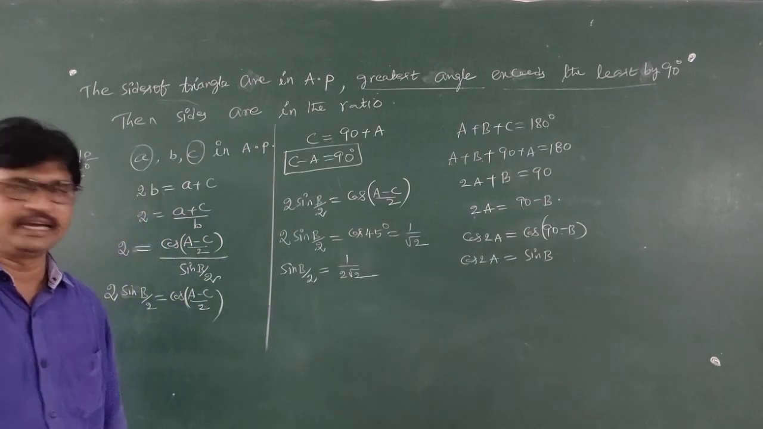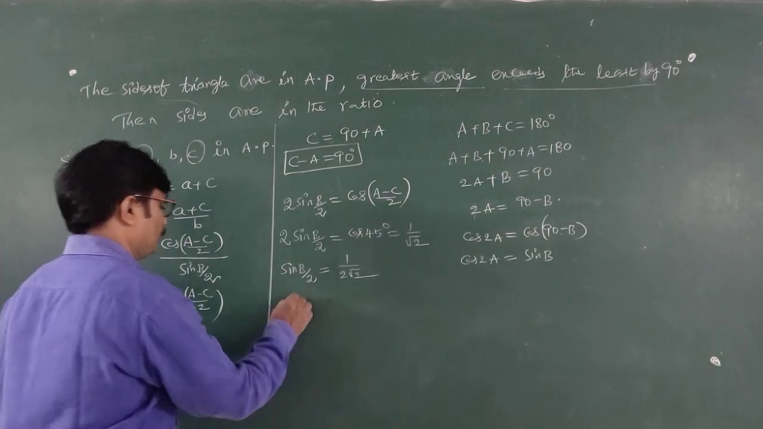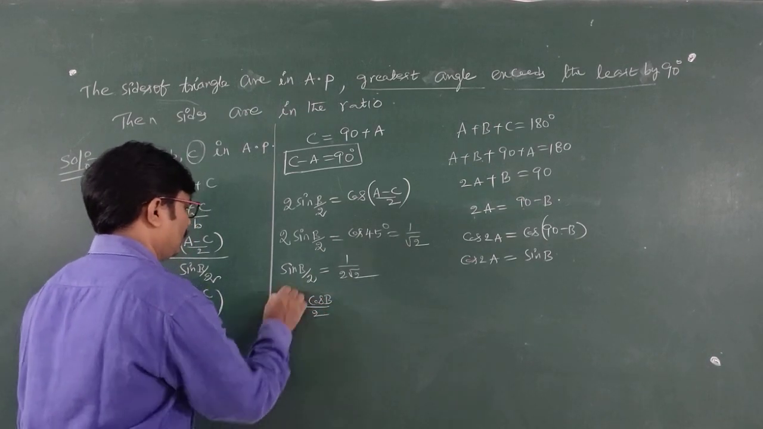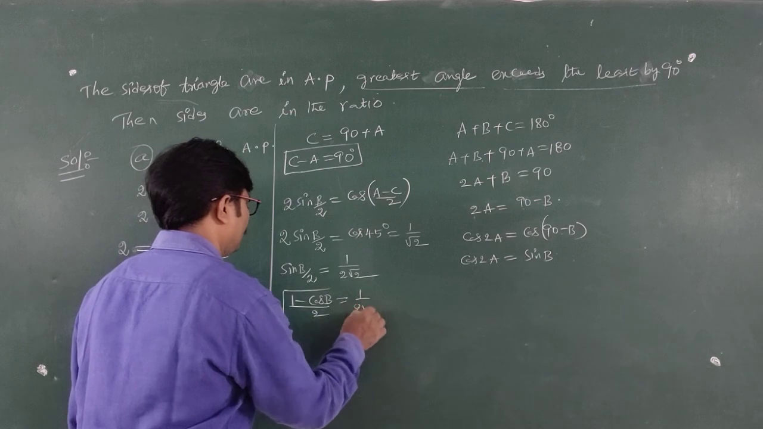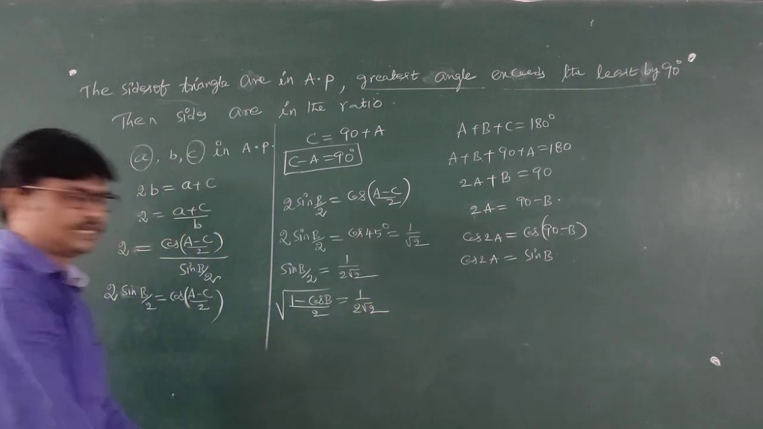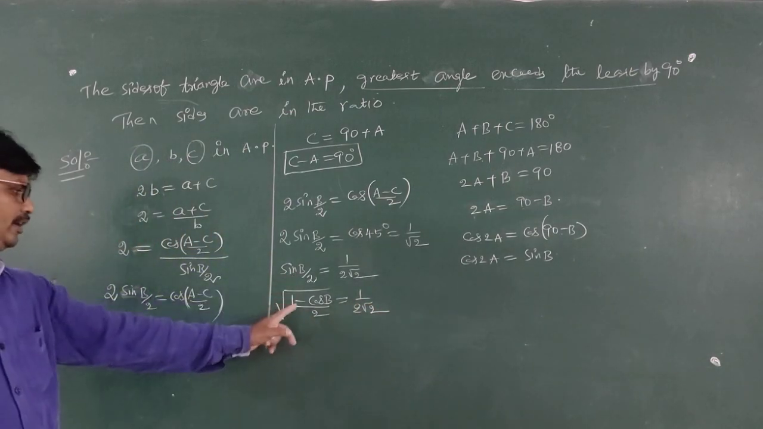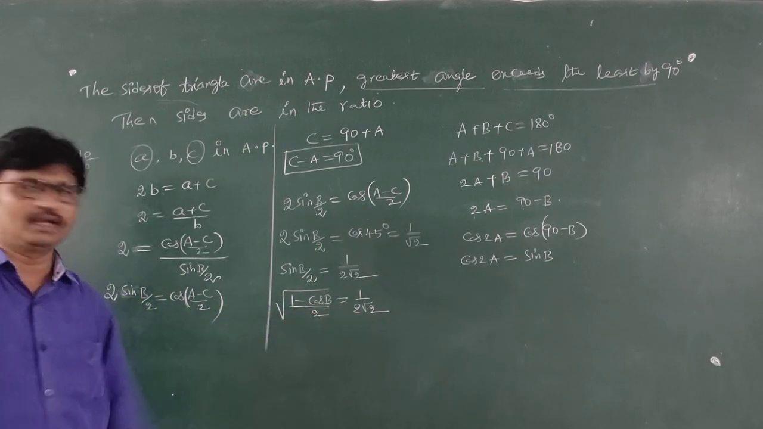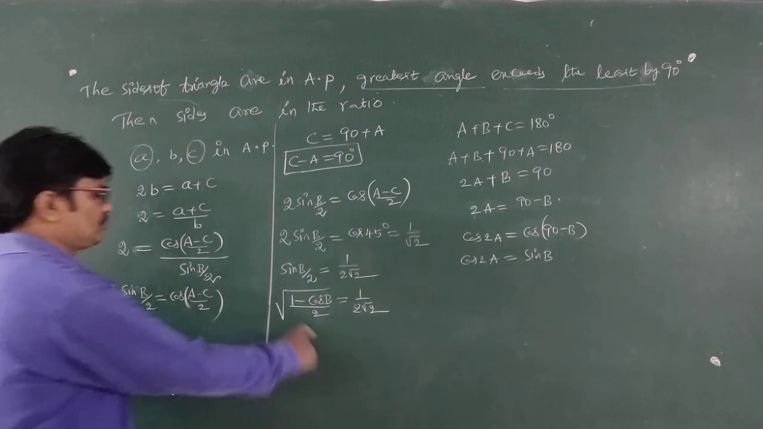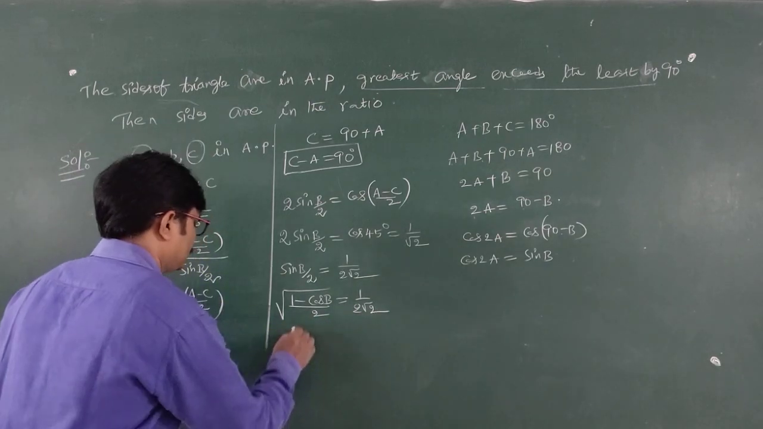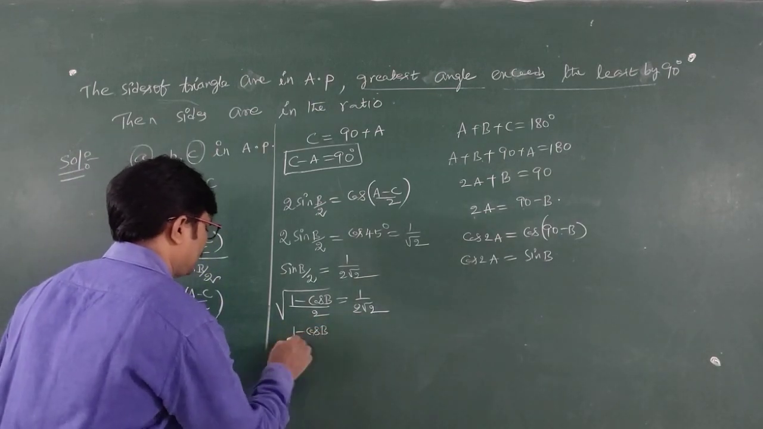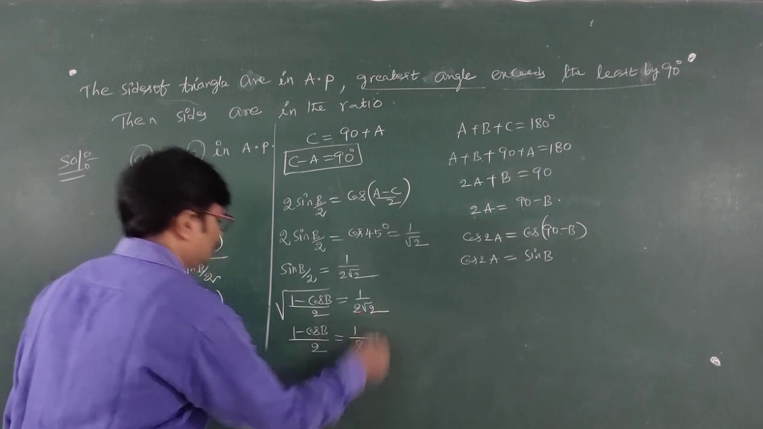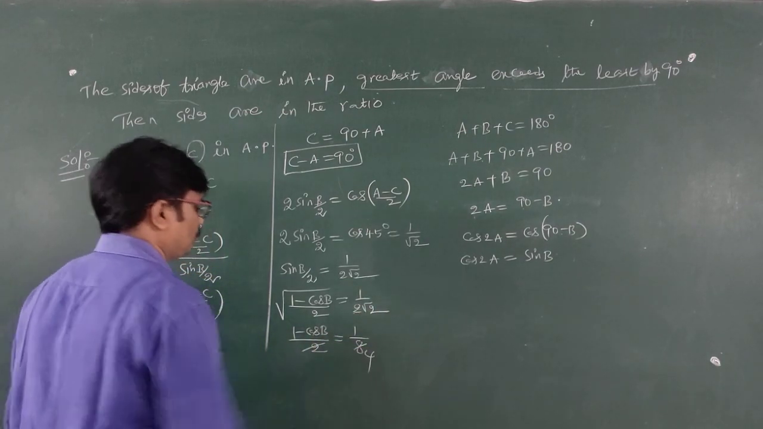This we can write as the square root of (1 minus cos B) by 2, which equals 1 by 2 root 2. Is it clear, students? Now squaring on both sides, 1 minus cos B by 2 equals 1 by 8. Four 2s are 8.